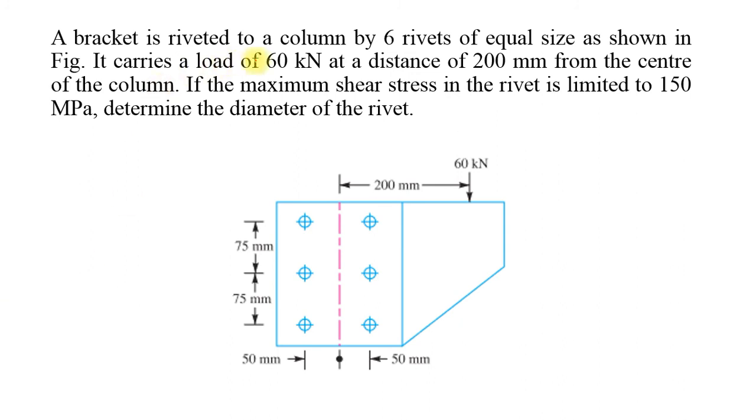There is a bracket which is riveted to a column by 6 rivets of equal sizes as shown in the figure, where 6 is nothing but n. It carries a load of 60 kilonewton at a distance of 200 mm, where this is nothing but e and this is nothing but P, from the center of the column. If the maximum shear stress in the rivet is to be limited to 150 megapascal, which is nothing but tau, determine the diameter of the rivet. It is asked to find out the diameter of the rivet. So, it is very clear. We need to find out the diameter of the rivet, and we have to identify the remaining part from the diagram which has been provided.